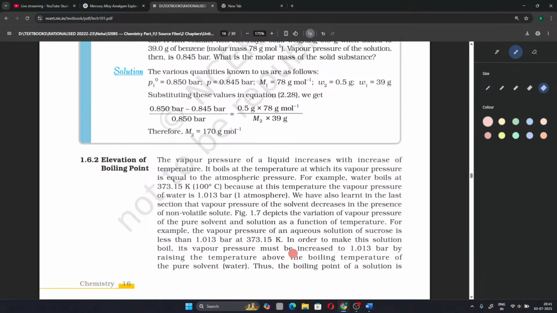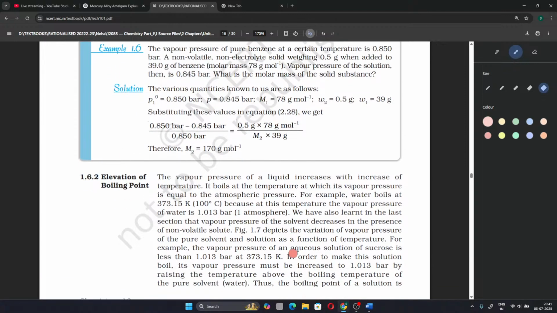This is the question. The vapor pressure of pure benzene at a certain temperature is 0.85 bar. A non-volatile, non-electrolytic solid weighing 0.5 grams is added to 39.0 grams of benzene, whose molar mass they gave as 78 grams per mole. The vapor pressure of the solution is then 0.845 bar, so the change in vapor pressure is 0.005 bar. What is the molar mass of the solid?